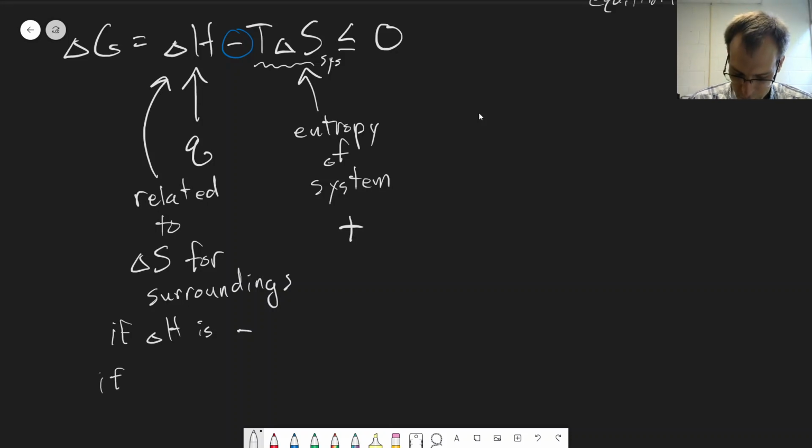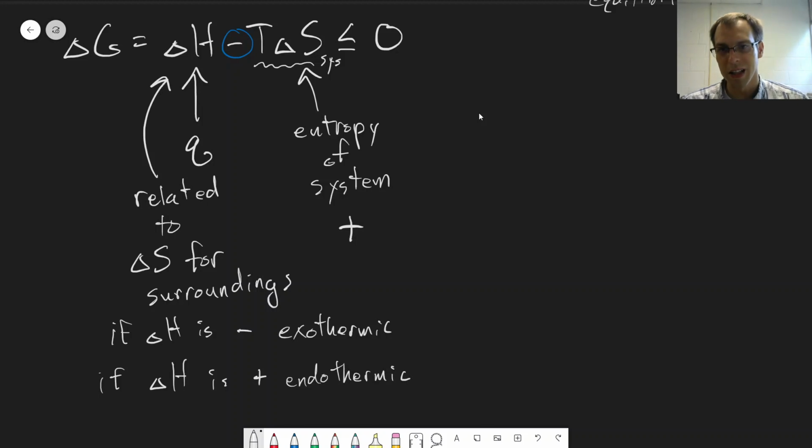And so that will tend to lead towards a spontaneous process as well. But if delta H is positive, this one we're thinking about exothermic, we're releasing heat. If delta H is positive, that's endothermic. We are absorbing heat. Heat is leaving the surroundings and going into the system. That will tend to go towards a non-spontaneous process. But there's a balance here between what's happening in our system and what's happening in the surroundings.